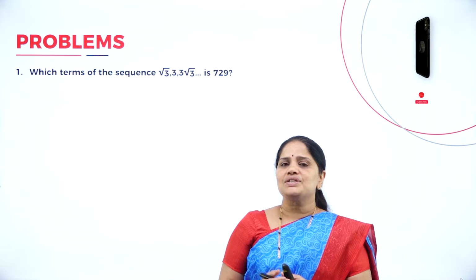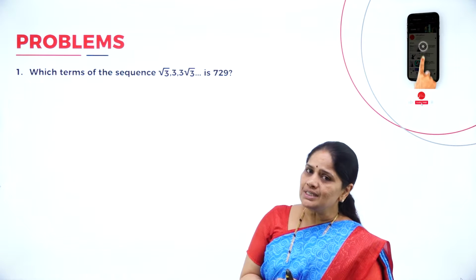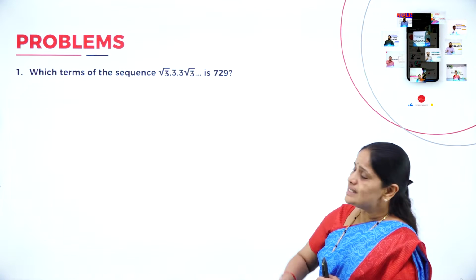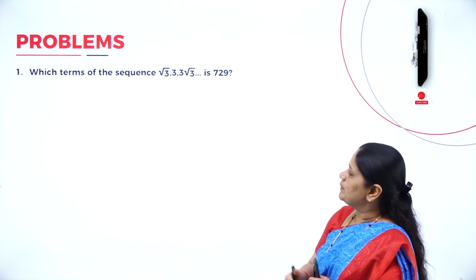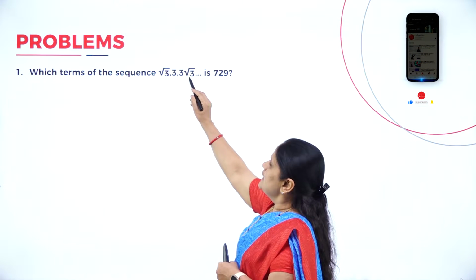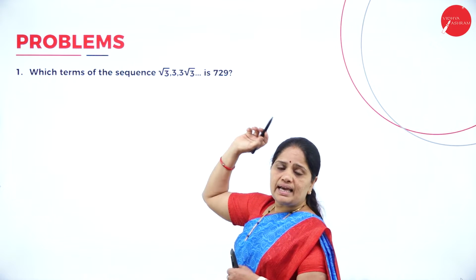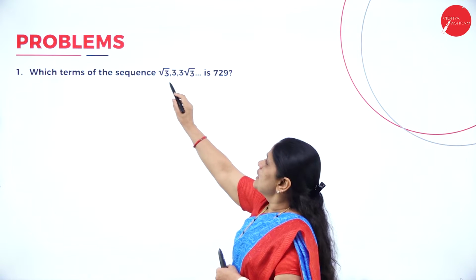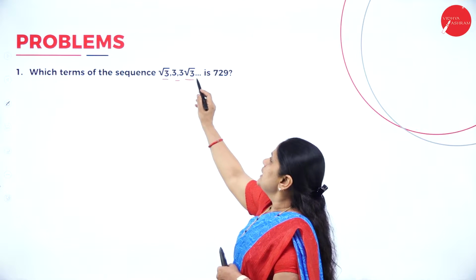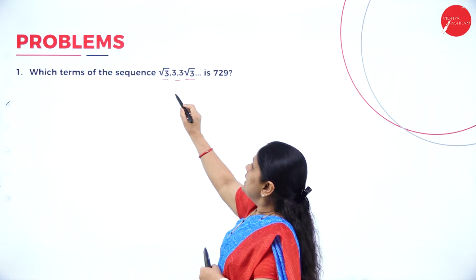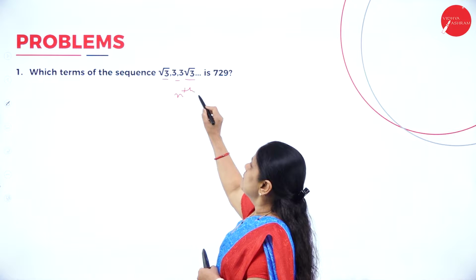In this session, we will be working some more problems on GP, that is geometric progression. Now let us have a look at the first problem. Which term of the sequence root 3, 3 root 3, is 729? Now the given GP is root 3, 3 root 3.